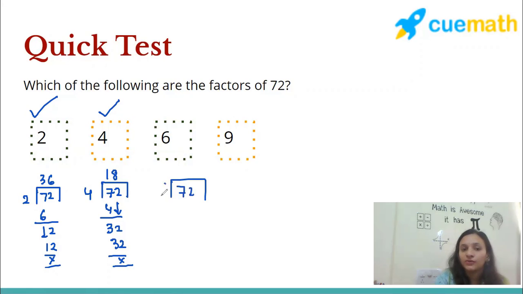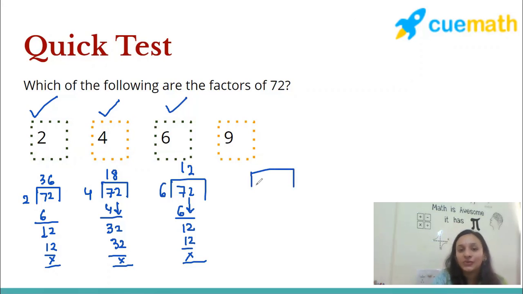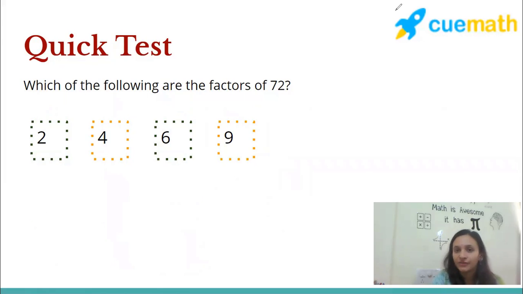Going with 6. So 72, 6 ones are 6, you're left with 1, 2 taken down, 6 2s are 12, you get the remainder 0. This also is a factor of 72. And let's see, 9. This is also quite easy just by looking at it, but for all of you who do not know the multiplication table of 9, 9 ones are 9, 9 twos are 18, you go on like this, and 9 eights are 72. You get the remainder as 0. So all of these are the factors of 72. So all are the correct answers. You couldn't have left any of these.